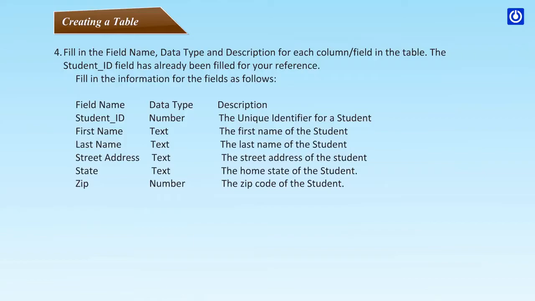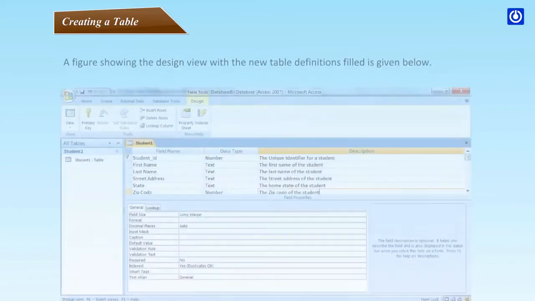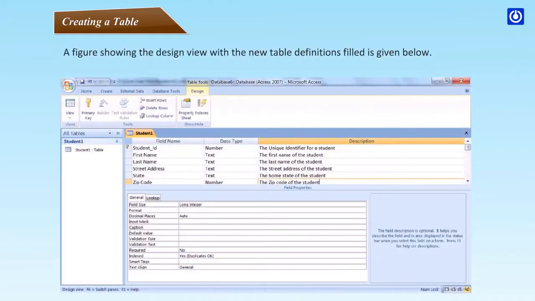Field name, data type, description. Student ID, number, the unique identifier for a student. First name, text, the first name of the student. Last name, text, the last name of the student. Street address, text, the street address of the student. State, text, the home state of the student. Zip, number, the zip code of the student. A figure showing the design view with the new table definitions field is given below.